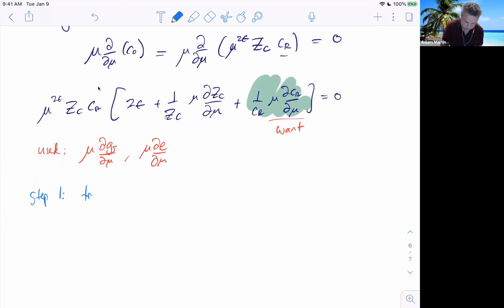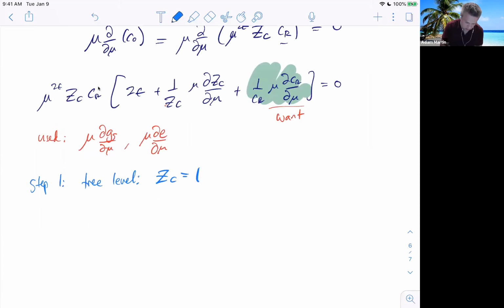We can look at tree level. There, these guys are equal to 1, because the counterterms are there for infinite things coming from loops, and we don't have any loops. So if I do that, that tells me that mu dC_R d mu equals minus 2 epsilon C_R. I've deformed from 4 dimensions. This is just telling me that the operator that C_R multiplies now has a weird scaling dimension because I have an epsilon. If I change the dimensions of spacetime, operator dimensions change too.